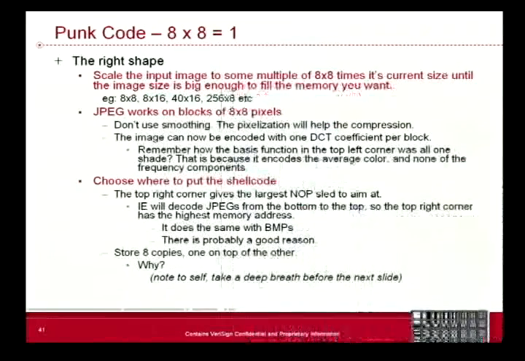And then if you choose where to put the shellcode with Internet Explorer, if you put it in the top right, then you've got the whole image to go through as an opcode sled. It does it from bottom to top rather than top to bottom like other programs do, and I don't know why. And then you saw 8 copies of it, one on top of the other.